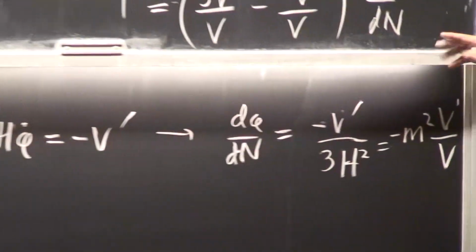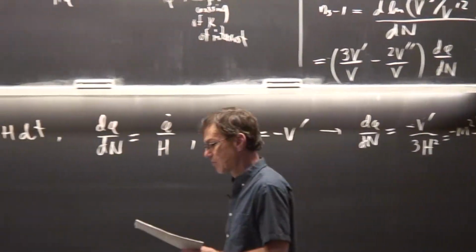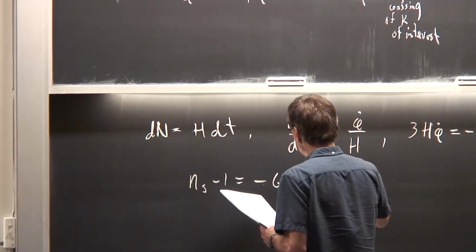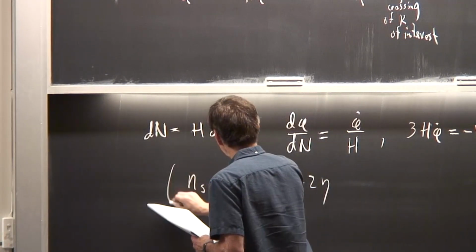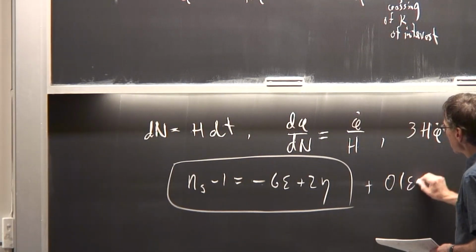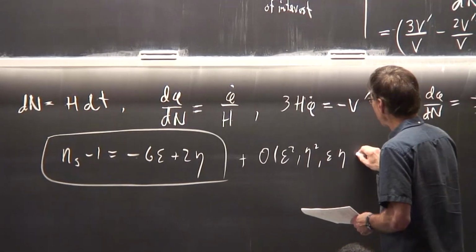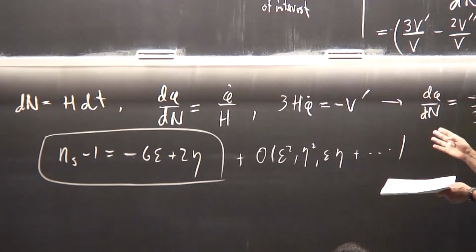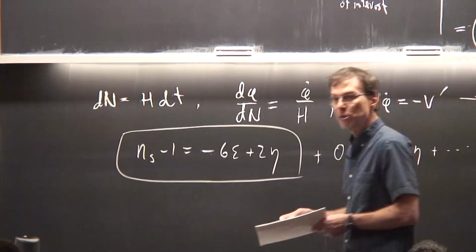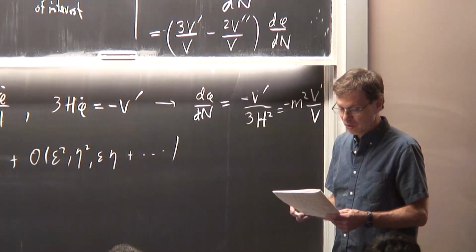So if you put all that together, you see that these just become the slow roll parameters. And you find that n_s minus 1 is equal to minus 6 epsilon plus 2 eta. And of course, this is ignoring higher order in slow roll parameters and also higher order slow roll parameters themselves. There are slow roll parameters corresponding to higher derivatives of the potential that we're ignoring.